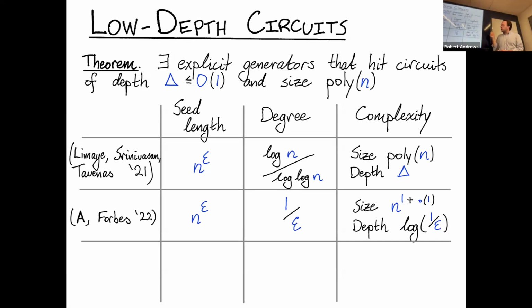And what I really liked about this is the complexity of the generator is now decoupled from the object you're testing. So this generator you can compute in near linear size and depth which is like log 1 over epsilon. So now if you're trying to hit something of depth, say 1,000,000, this might only have depth 10 or depth 20. And you still get something interesting.